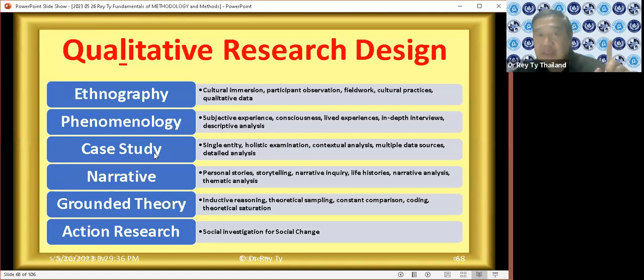Again, Harvard is the most famous for case study. One single firm is enough, or one CEO to study. A narrative is the storytelling. You tell a story of what's going on, personal, social, community, or the whole history of a country.